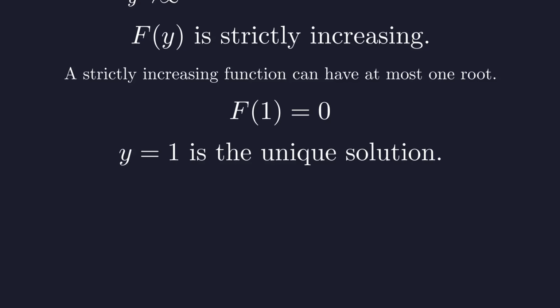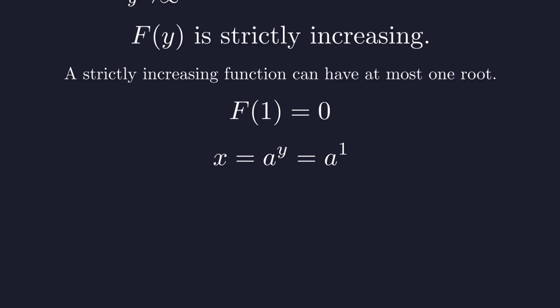Now, let's translate this back to our original variable x. Remember, we defined our original variable x in terms of this exponential relationship. So we get a to the first power, which simplifies to our original guess. What started as an educated guess has now been proven rigorously. This beautiful symmetric equation has exactly one solution.